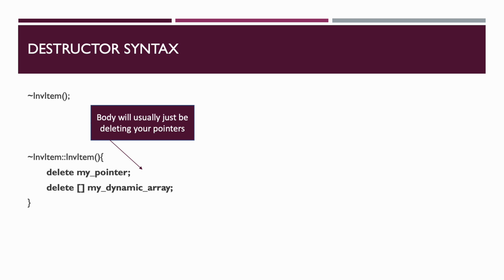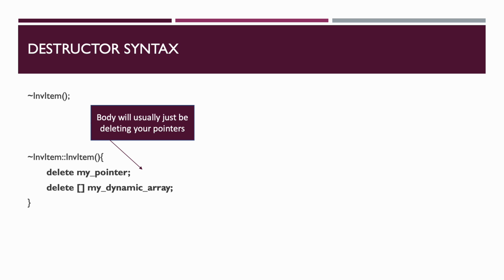Here, inside the destructor, we have two lines: delete my pointer, delete my dynamic array. The first one deallocates the memory that was allocated dynamically for my pointer. If you use new to allocate memory for a pointer, you must use delete to free the memory when the object is no longer needed. If you forget to do this, your program could have memory leaks where memory is never released.